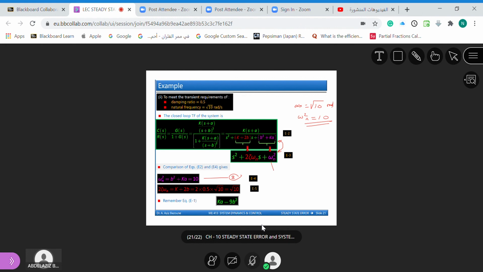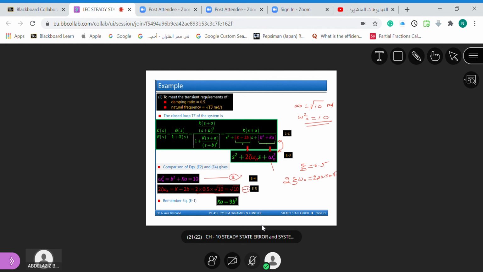And we have twice zeta omega n. Twice zeta omega n will be K plus 2b. The condition we have is damping ratio equal to 0.5. This means that twice zeta omega n will be equal to 2 times 0.5 times square root of 10. So 2 times 0.5 will be 1, and 1 times square root of 10 will be square root of 10. And we have the third equation. So we have the previous equation number 1, this is the second, and this is the third one.